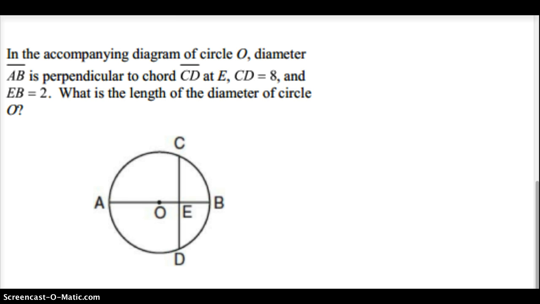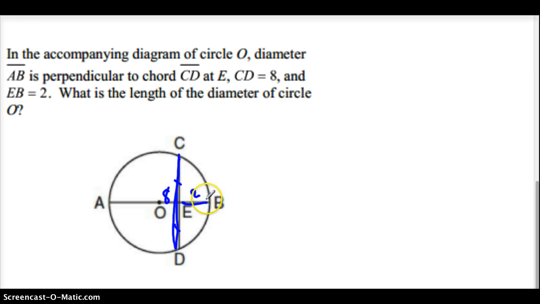So let's take a look at this guy. We can use the same kind of technique. We know in the accompanying diagram of circle O, diameter AB is perpendicular to chord CD. What that tells us, remember, if this chord is perpendicular, then CE is equal to ED. Now what we know is CD is equal to 8. So this chord is equal to 8. And we know EB is equal to 2. We want to find the length of the whole diameter. Alright, easy. We could definitely do that.